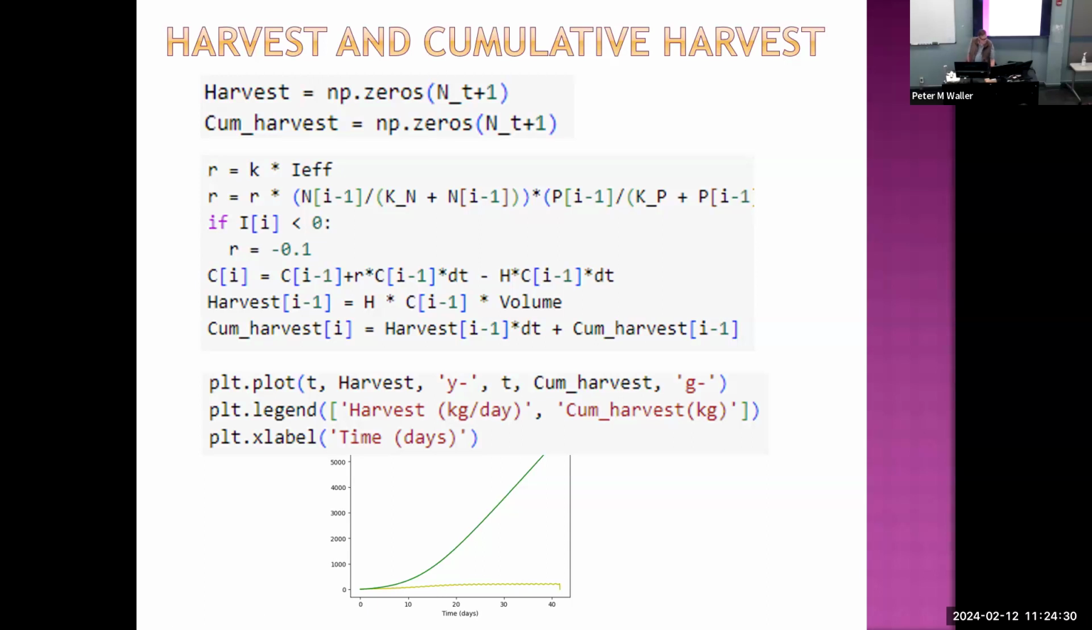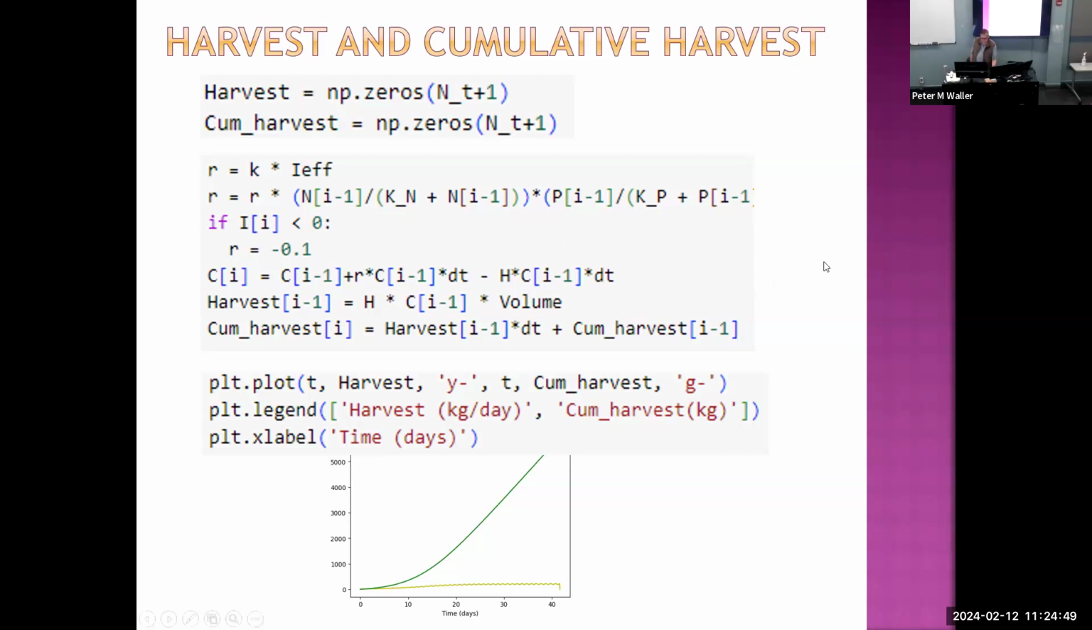Okay. So if you're just watching this on video, what I'd like you to do now is delay the harvest until the concentration in the raceway reaches 0.6 grams per liter.